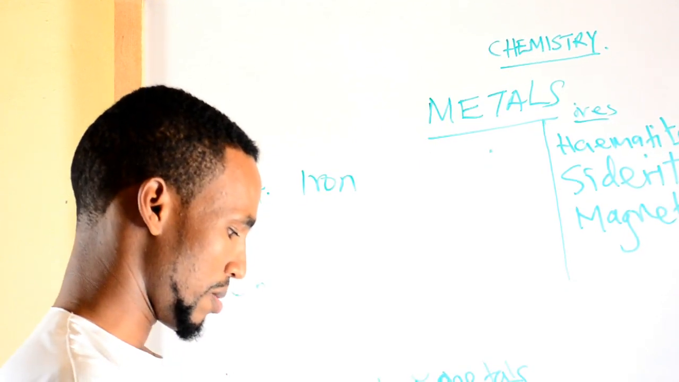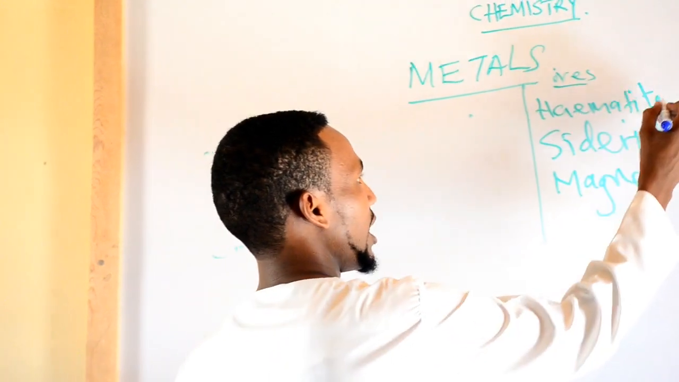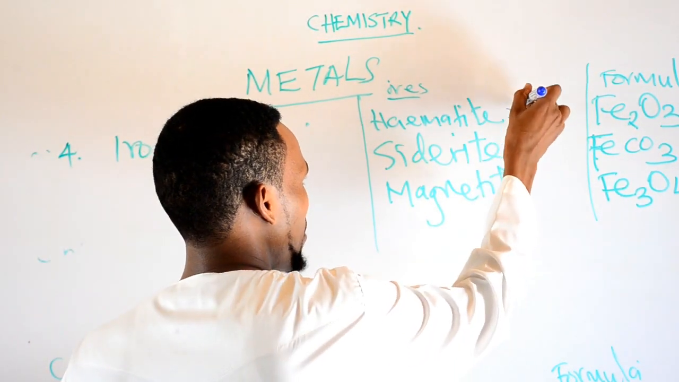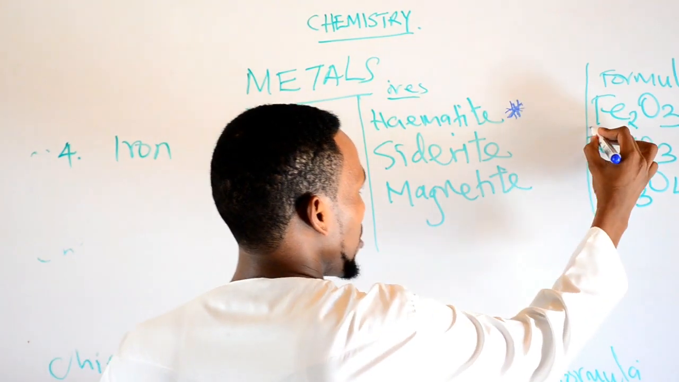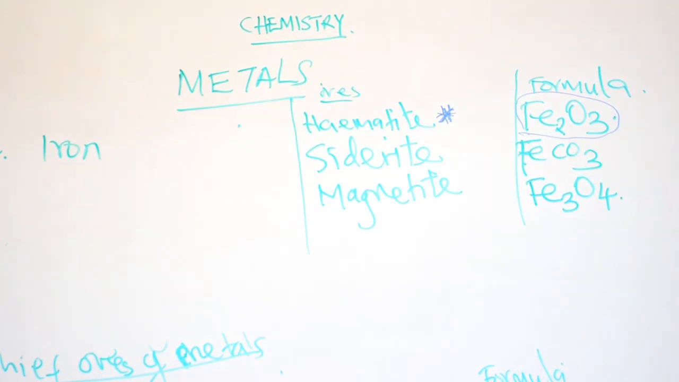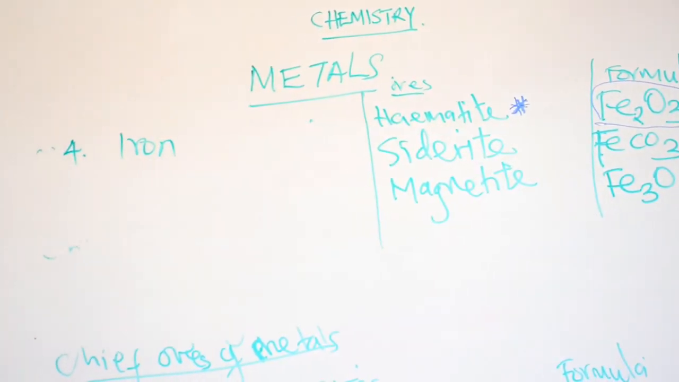But in an exam, if you are asked the chief ore of iron, just say hematite. This one will be enough. So basically we use these two major ones, but hematite will be enough. So we shall be discussing iron when we reach there. And the chief ore that we shall be using is iron 3 oxide.